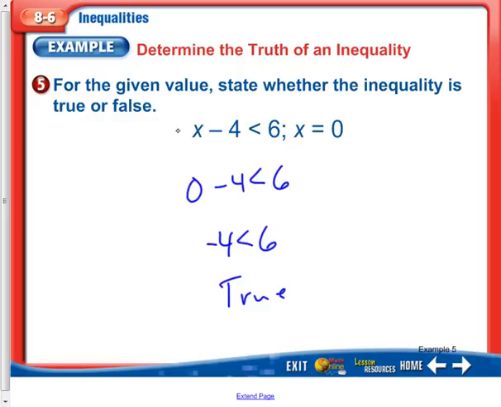So for homework, what I'll have you do is start by writing the inequality and then just substituting the numbers in and then working it out, and then either just telling me true or false at the end.